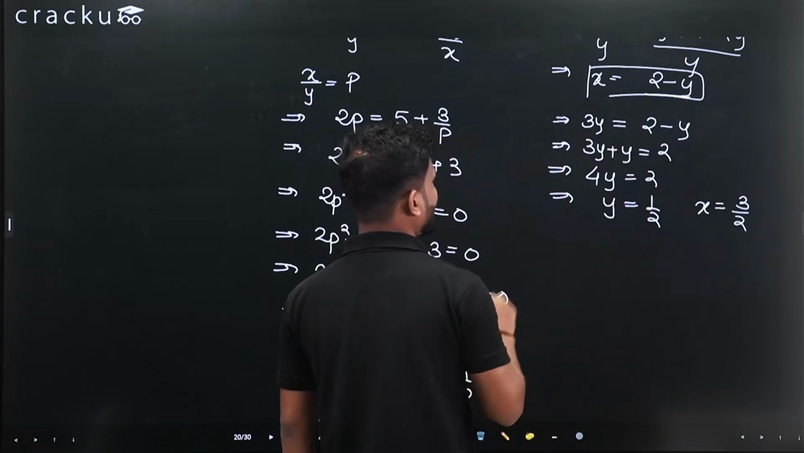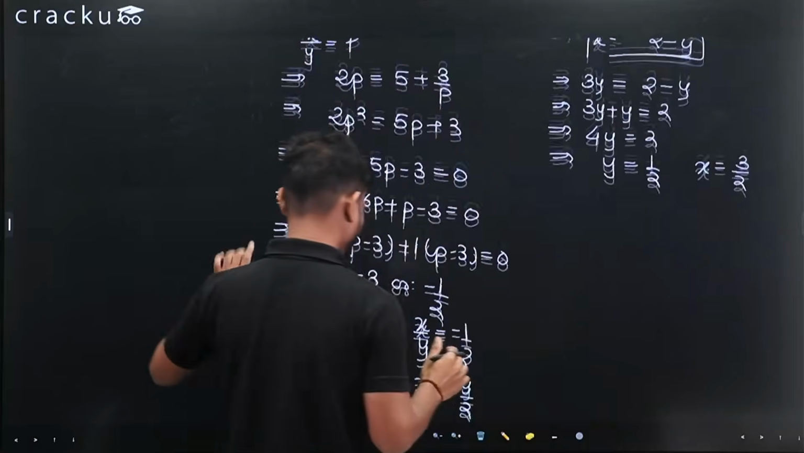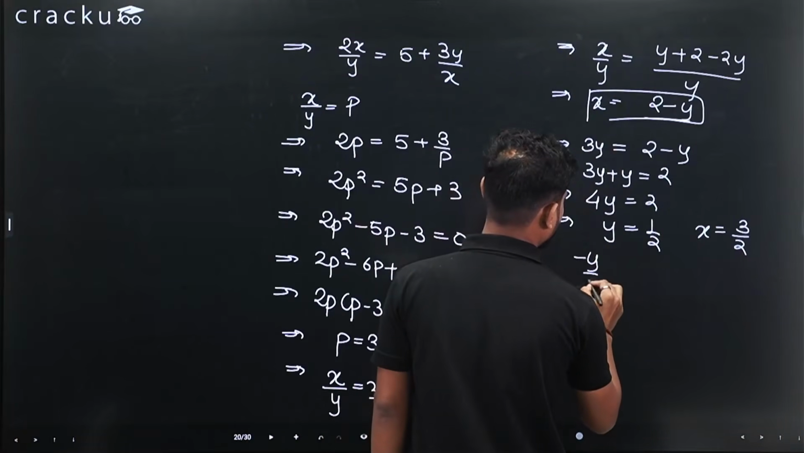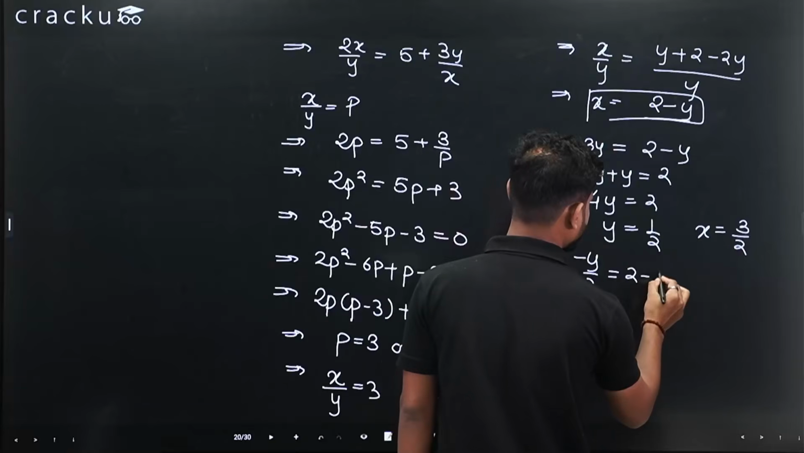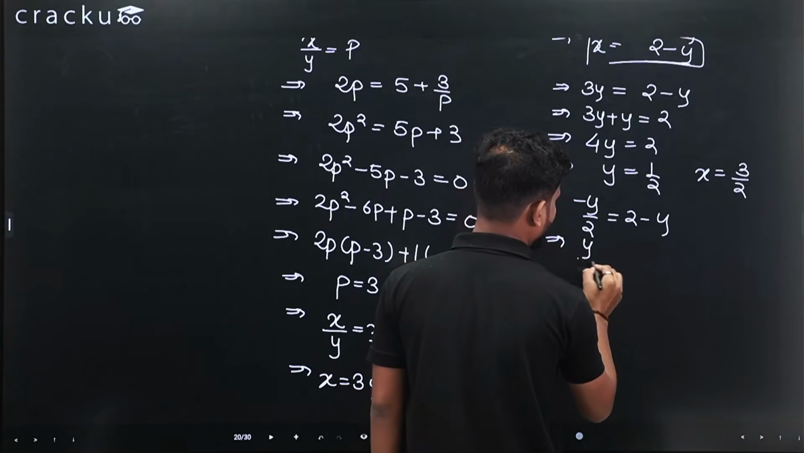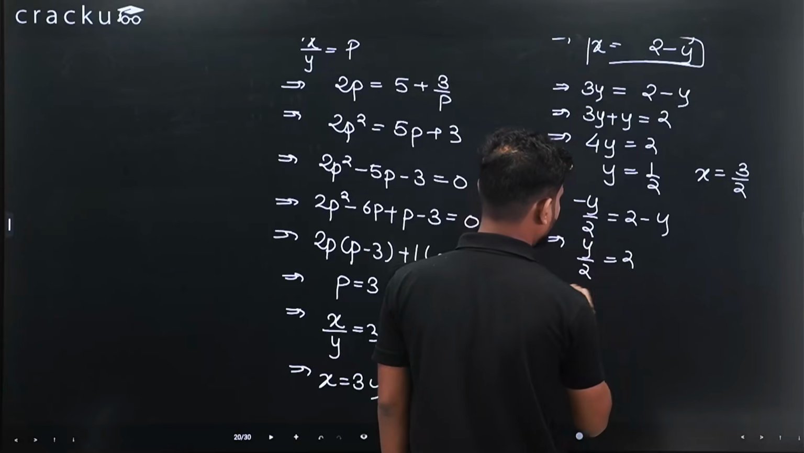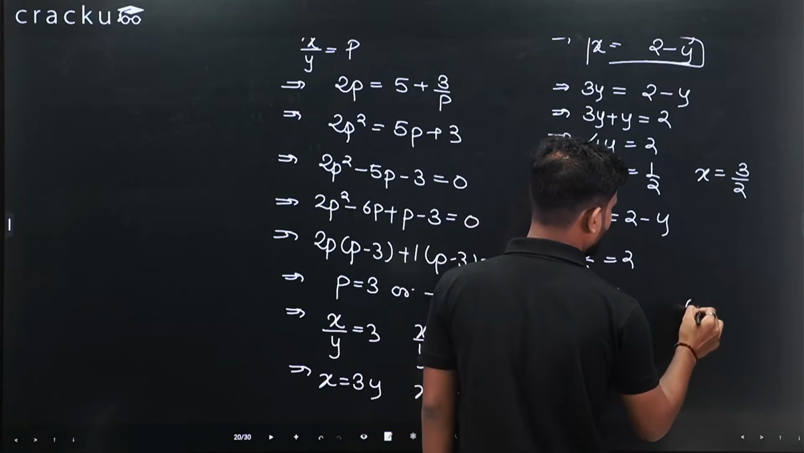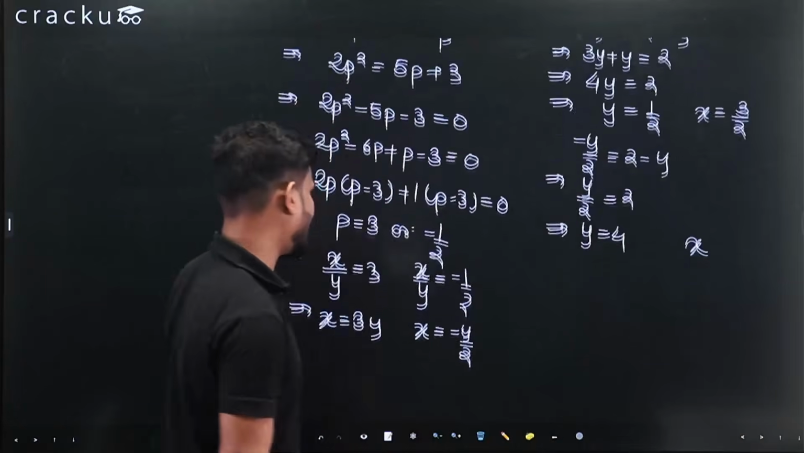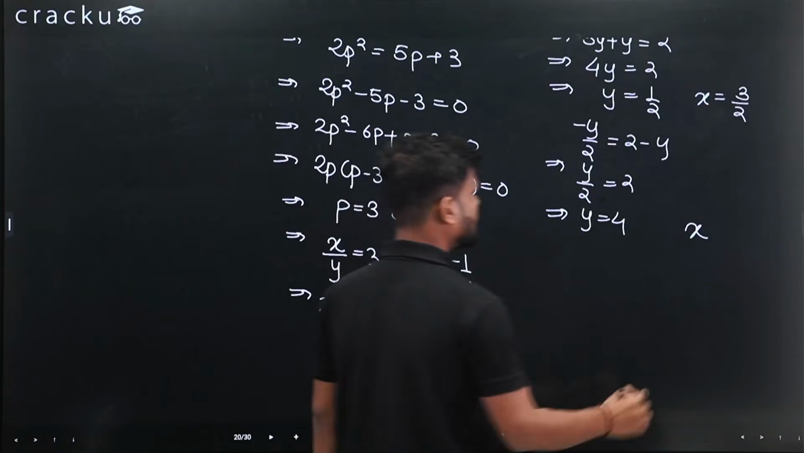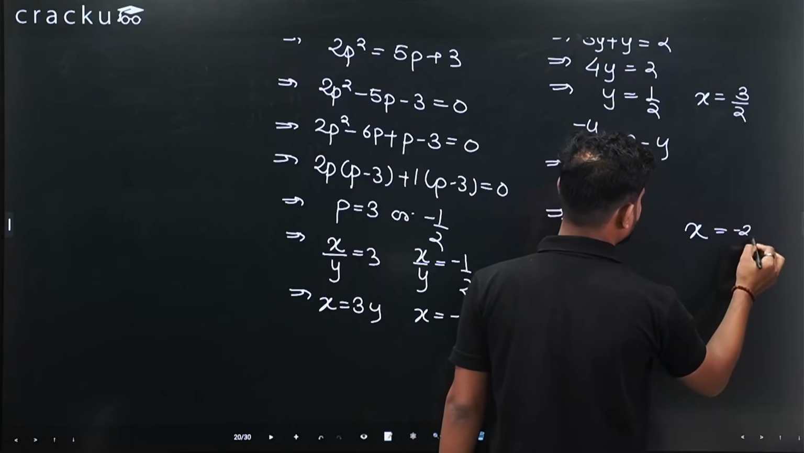Correct? Now, second case, when x is minus y by 2, so put minus y by 2. Minus y by 2 equals 2 minus y. Or from here what I get? I get y by 2 equal to 2, or y is equal to what? Y is equal to 4. From here what I get? I get x is equal to minus y by 2. Minus y by 2 will be minus 2.